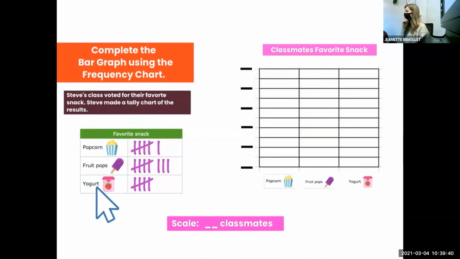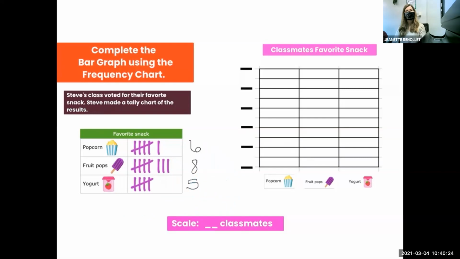We've got popcorn, fruit pops, and yogurt. The first thing I'm going to do here is I'm going to count up each category and write the total. We've got tally marks here, so this is a group of 5, 6. For fruit pops, we've got 5, 6, 7, 8. And for yogurt, we've got 5. So here I can see that I've got 2 even numbers and an odd number. We've got groups of 5 here. So, I might think, oh, let's count by 5s for my scale. And that might make a really quick graph.